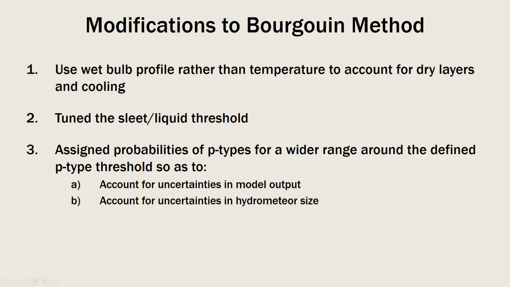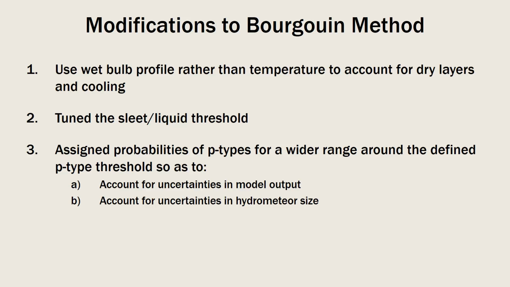So first of all, the main modifications that were made to the Bourgouin method. First of all is using the wet bulb profile rather than the thermal profile. And this, of course, accounts for any dry layers that could result in evaporational cooling. And that, of course, can result in precipitation differences that the thermal profile would not account for.